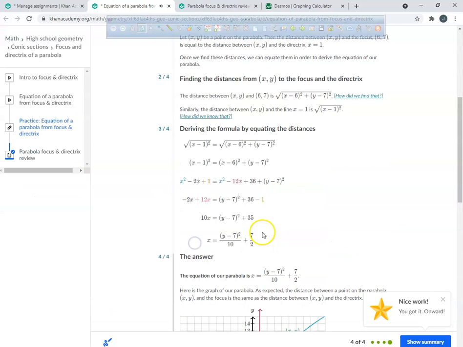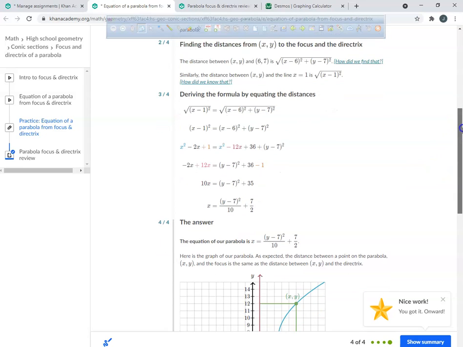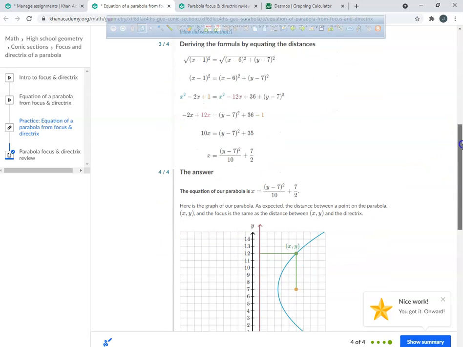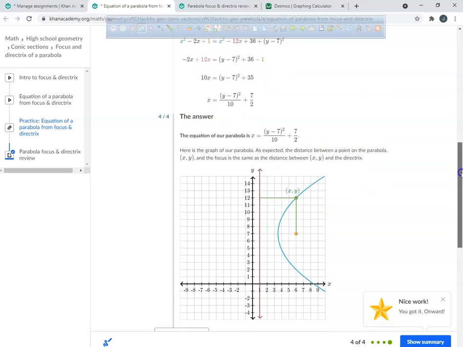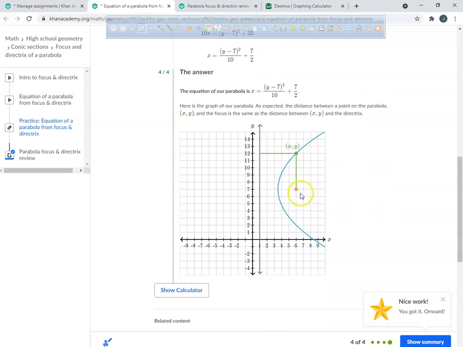Okay. All right. See, they pretty much did the exact same things we did. Just to note that the distance from the focus to any point is the same distance as from here to the directrix, and that's why it's a parabola.